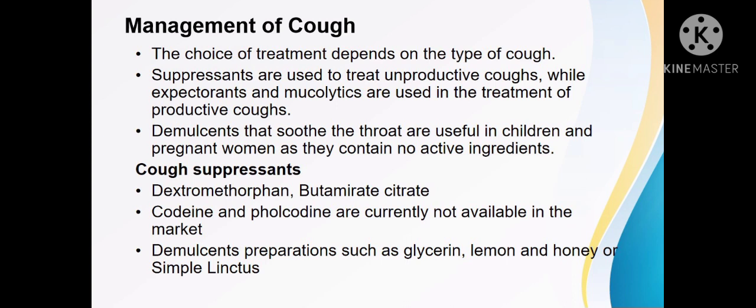Dextromethorphan and butamirate citrate are cough suppressants available in the market. Codeine and pholcodine are currently not available in the market. Demulcent preparations such as glycerin, lemon and honey or simple linctus can be used in managing cough.